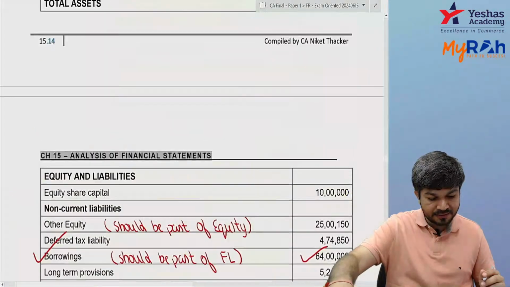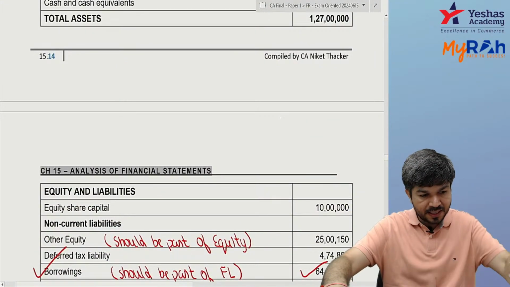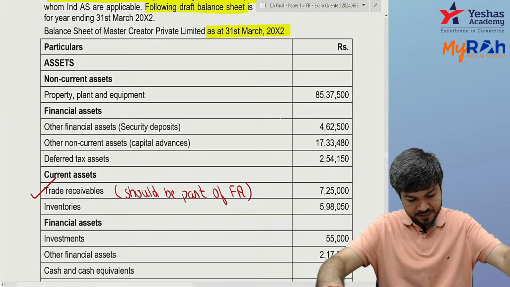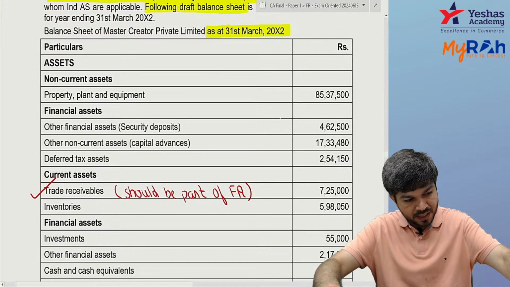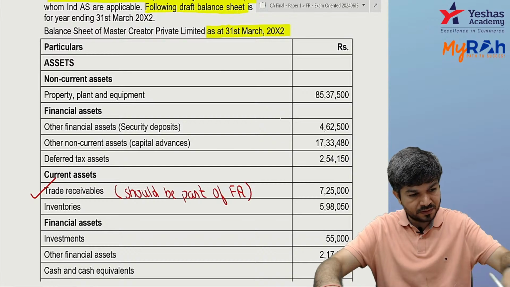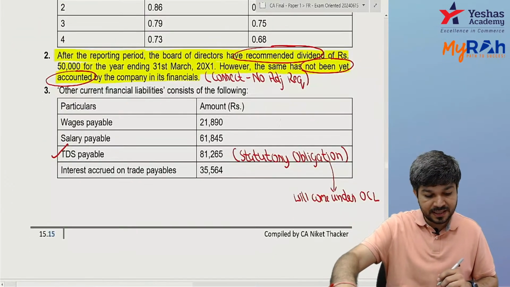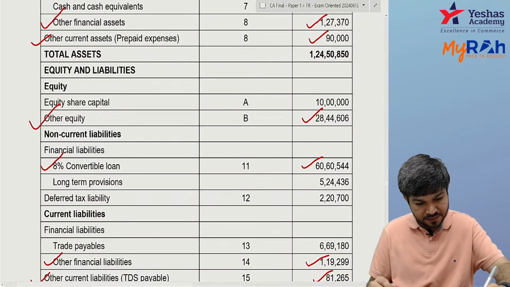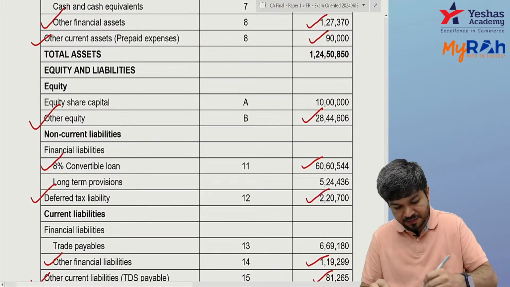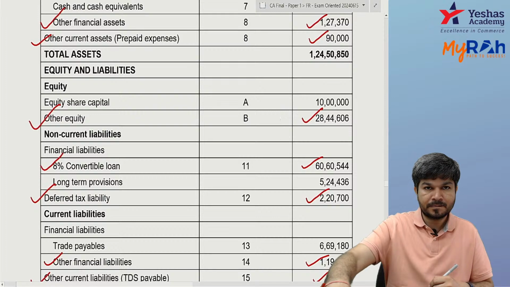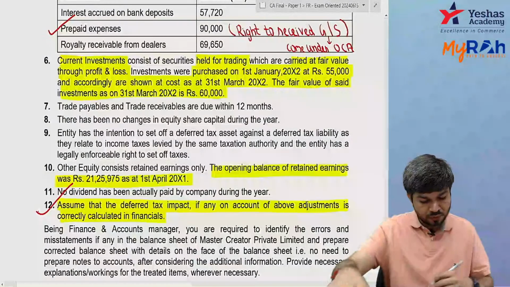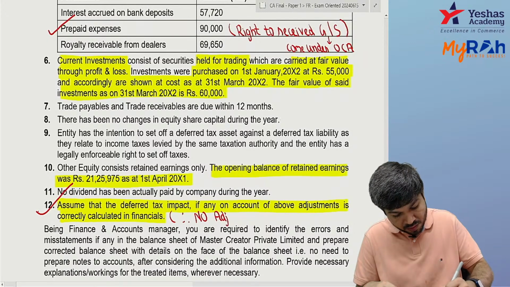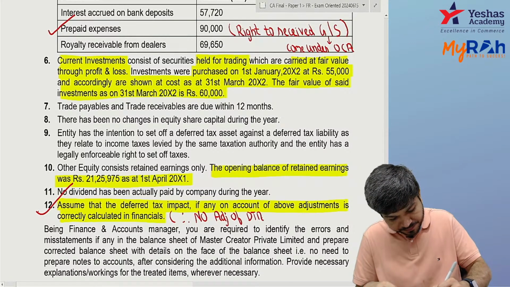So DTA, DTL net will come in your balance sheet. DTL was 474,850 and DTA is 254,150. The difference, 22700 DTL. DTL is 22700. Did you find DTL is 22700? Okay, and I just go to the question and write, तो यहाँ पे therefore no adjustment of DTA DTL.